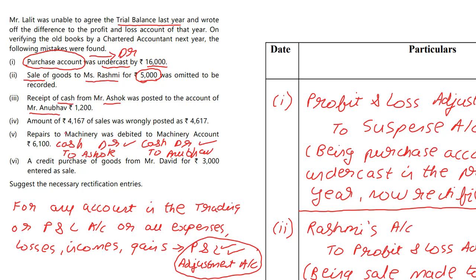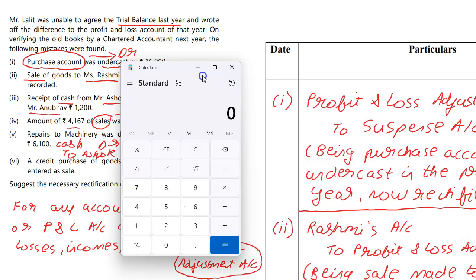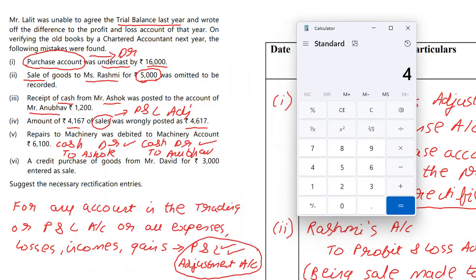Okay, the fourth one. 4167 of sales wrongly posted as 4617. Now remember, sales is in the trading account, and therefore instead of sales, again, it is going to have to be P&L adjustment account. Sales was supposed to be credited by 4167. Instead, you credited it 4617. The difference we will calculate: 4617 minus 4167, which gives me 450 rupees.